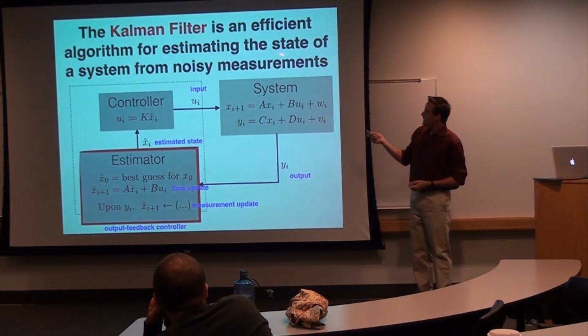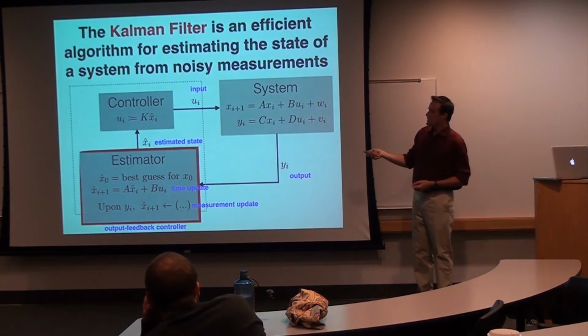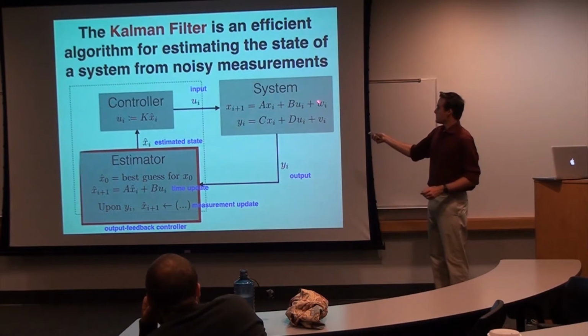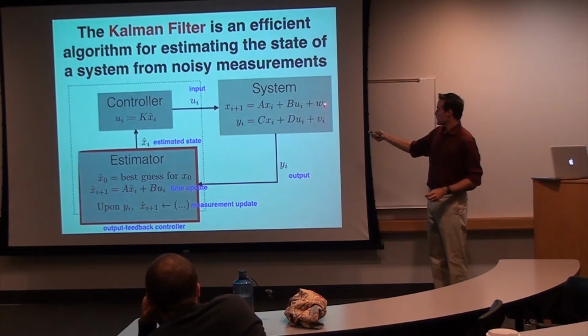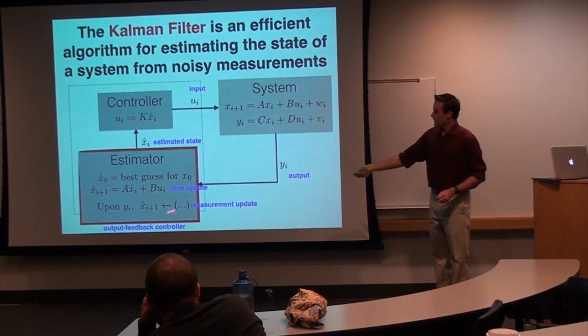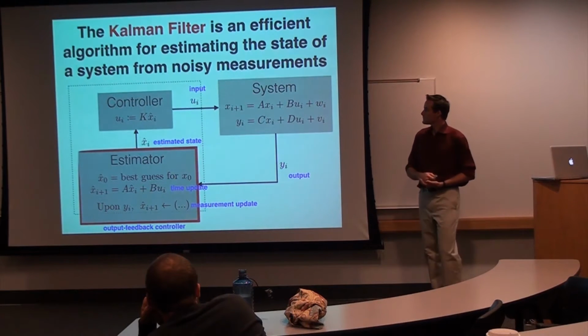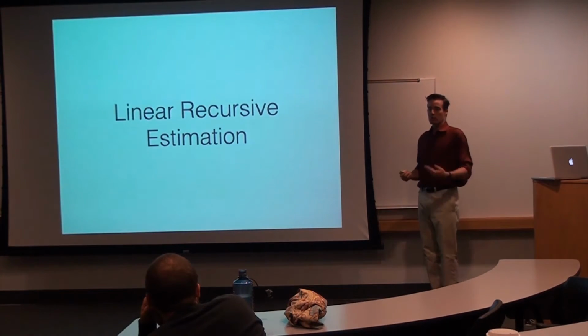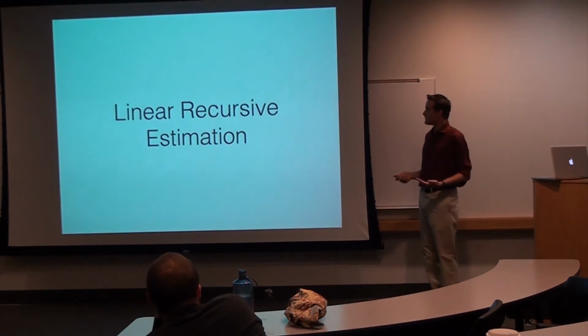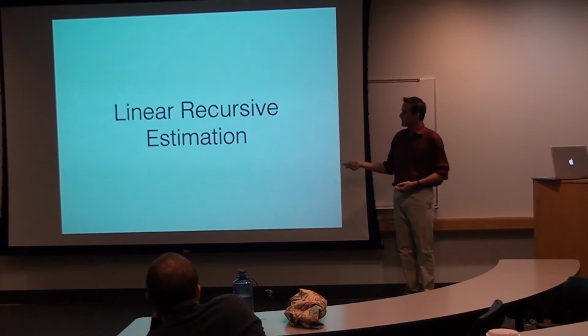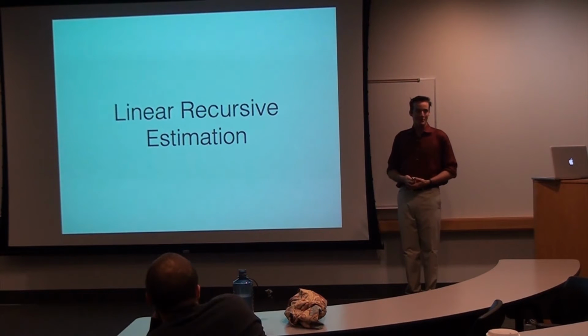So when we say that the Kalman filter is estimating the state of a system, this is what we're talking about. There's some linear system that's being pushed around a little bit by noise, and we have this block here that is going to try to estimate its state. Next, we need to talk about what we mean when we say that it's an efficient estimator. So this is the second part of the talk where we're going to talk about an algorithm called linear recursive estimation.